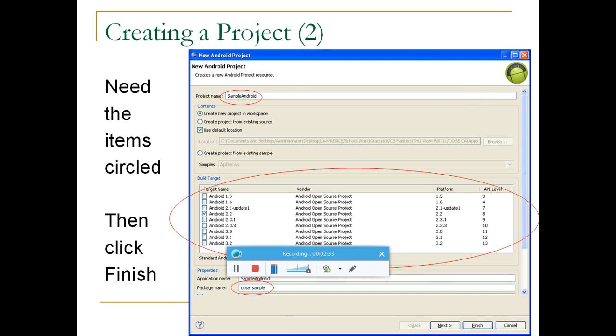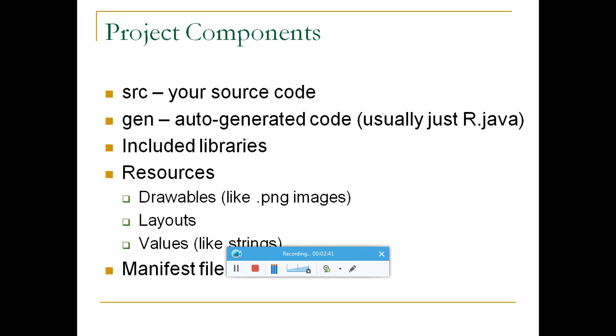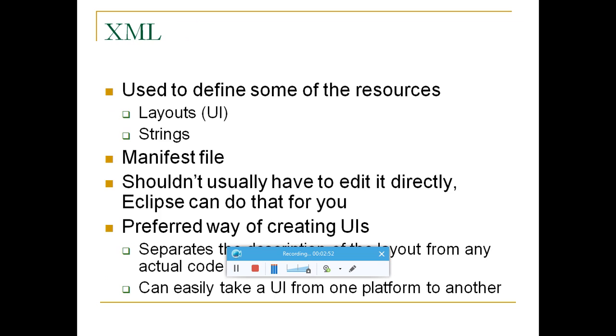Next, go for a new Android project. Choose the project name, then choose the version, Android 2.2. The project components are src, which holds your source code, the auto-generated code that includes the library, and resources: drawable, layout, values, and the manifest files. You define some of the resources, layouts, and strings. You should not usually have to edit manifest files directly; Eclipse can do that for you.